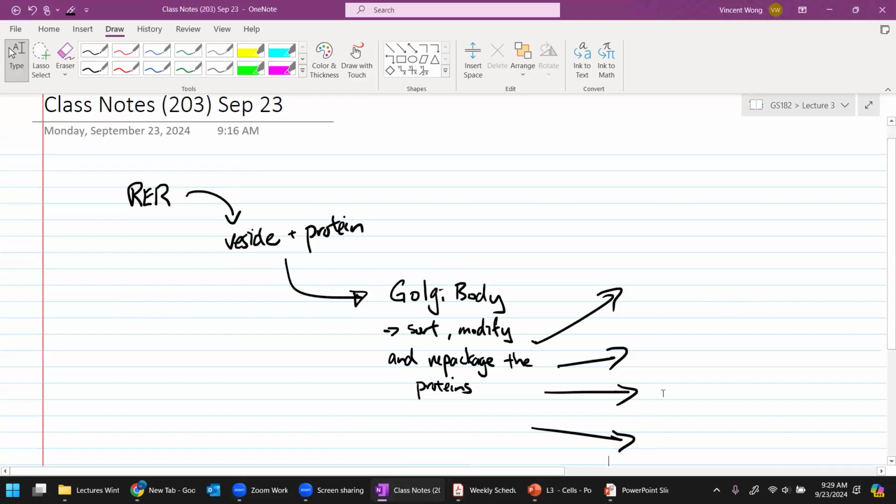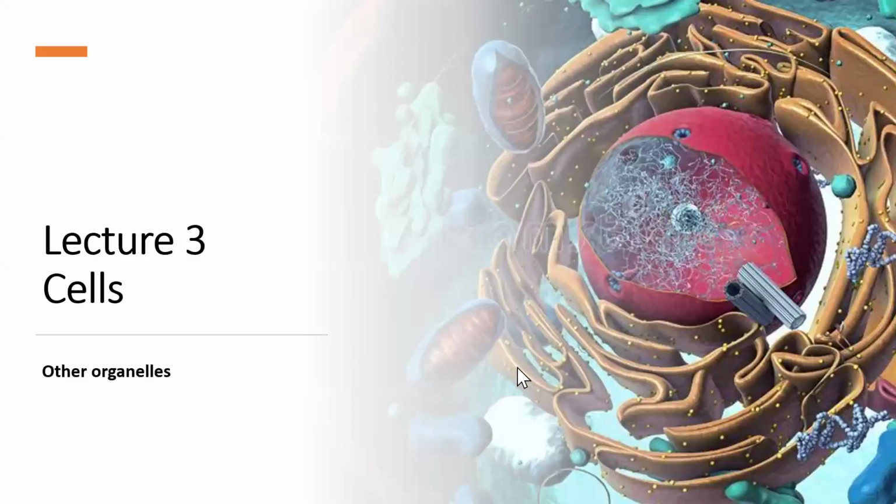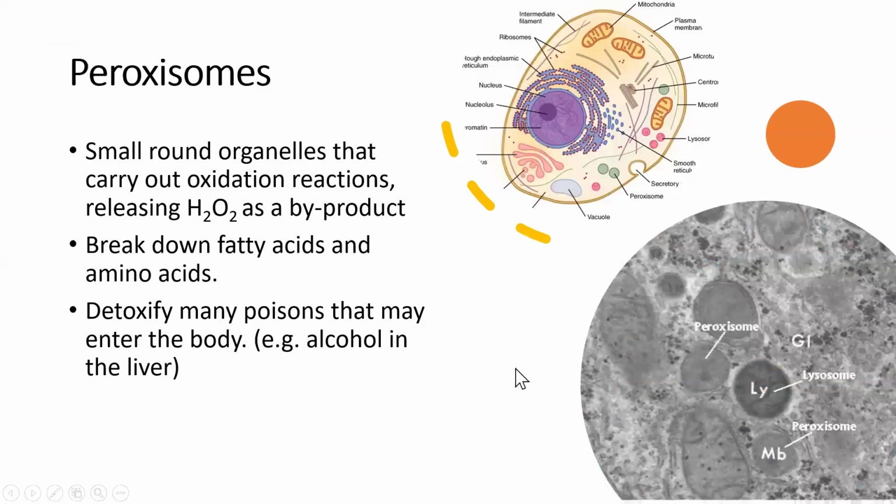So now we are going to move on and talk about the rest of the cell. And there is this thing called peroxisome. Now, here's a definition. Peroxisomes are small round organelles that carry out oxidation reactions. Okay, so oxidation reactions, to keep it simple, are reactions where electrons are removed.